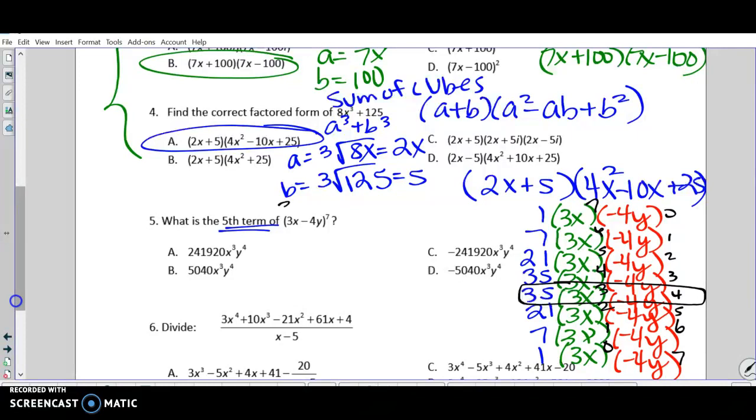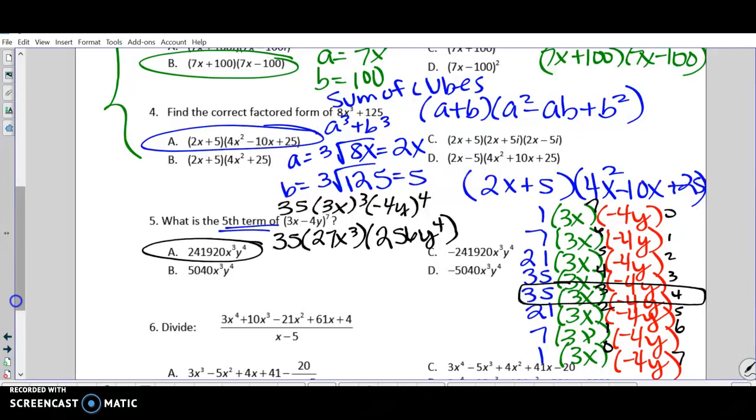So I am simplifying 35 times 3x to the 3rd power times negative 4y to the 4th. I'm going to make sure I multiply all my exponents first, which would give me 35 times 27x to the 3rd times, oops, I've got to raise negative 4 to the 4th power, which, make sure you put those in parentheses, would give you a positive 256y to the 4th. Multiply that straight across. If you do that correctly, your answer should be A.